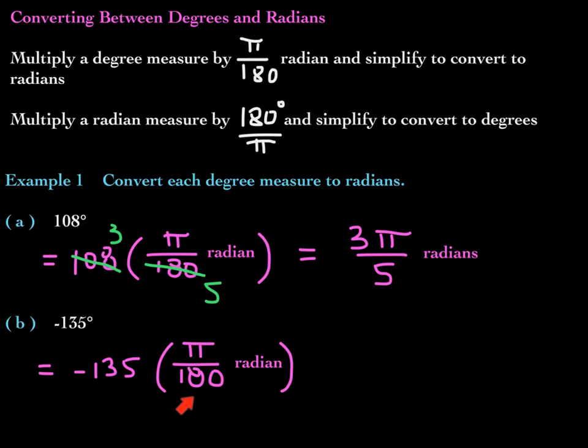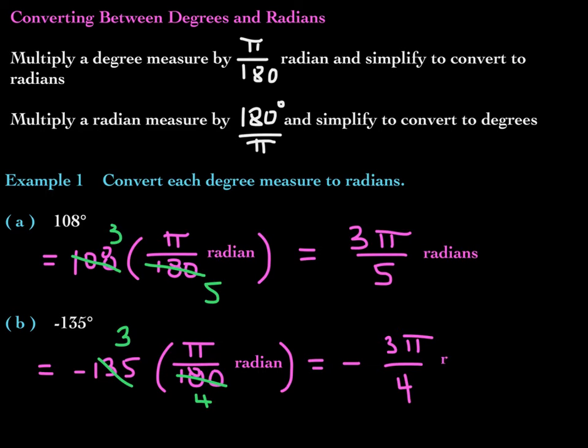45 will divide into 180 4 times, and 45 will divide into 135 3 times. So that's what I'll show. Dividing by 45, 45 divides into 135 3 times and into 180 4 times. So then the final answer here in simplest form is negative 3 pi over 4 radians.